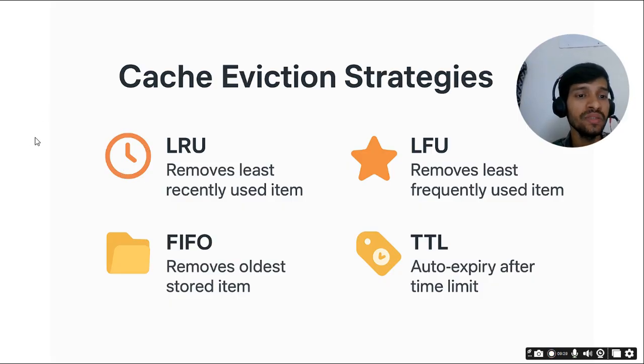The first one is LRU, meaning least recently used. Take an example: you have 10 apps recently used on your Android phone. The one you have not opened for a long time is removed from memory, because it is not in use. So the cache removes the least recently used items first. Then there is LFU, meaning least frequently used. The cache removes the item that is used the least number of times.